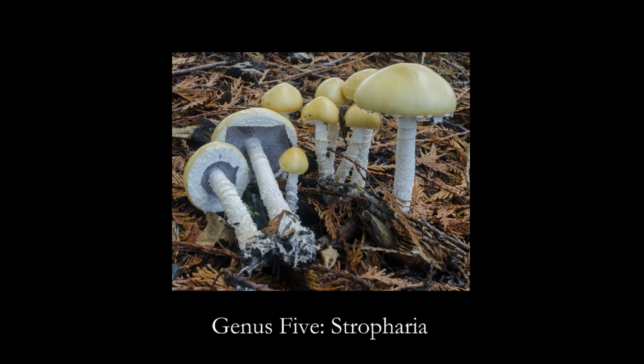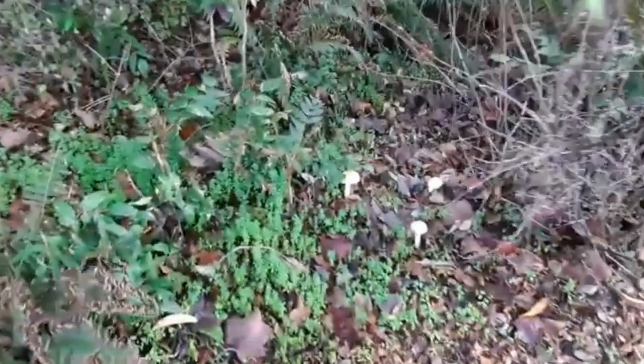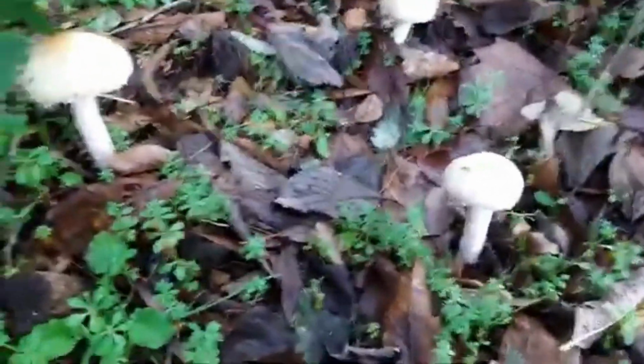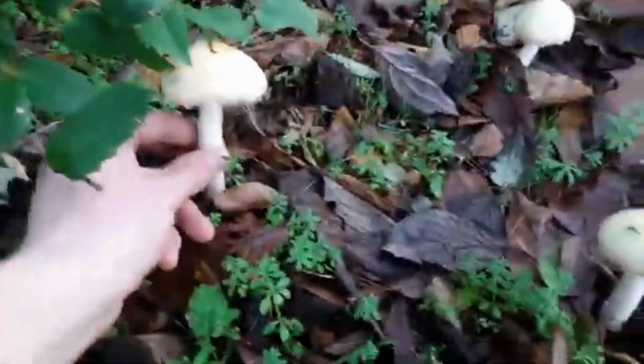Number 5. Stropharia. Most Stropharia species have purple spores. The species you are most likely to see in the Pacific Northwest is Stropharia ambigua. This species features a golden cap and white flesh. The features I just listed are where the resemblance between Stropharia ambigua and Psilocybe cyanescens ends. The much larger size and decorated cap margin makes Stropharia ambigua difficult to misidentify.